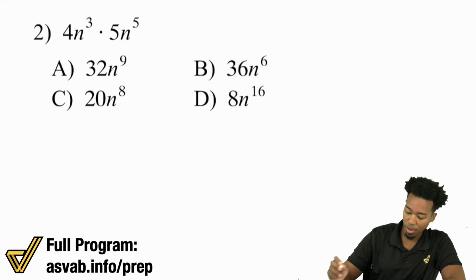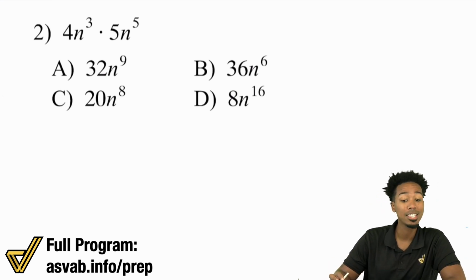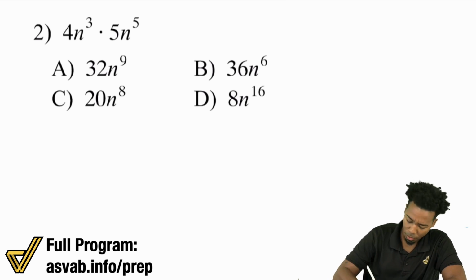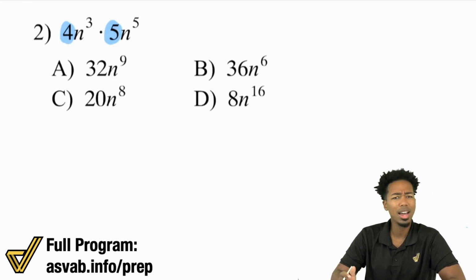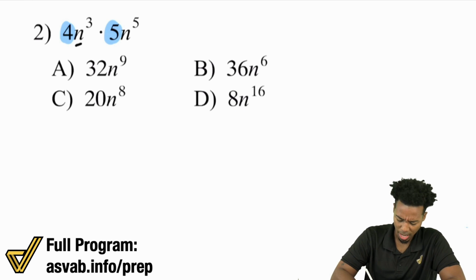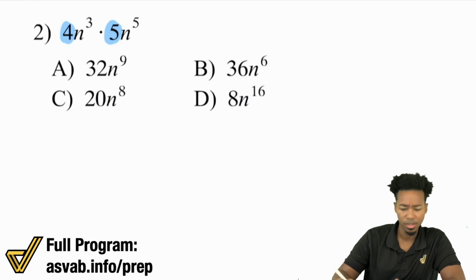So here we go. We have 4n cubed multiplied by 5n to the power of 5. Again, like I said before, first things first, take care of those regular old numbers. 4 times 5. And if you're confused as to why we can mix the 4 and the 5, even though there's an n cubed in the way, remember this.